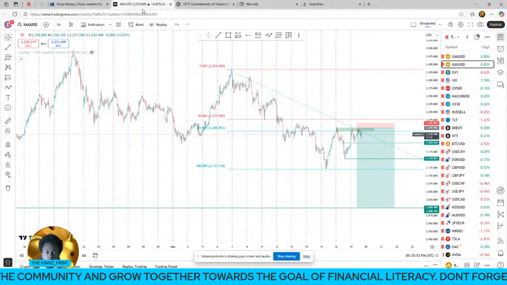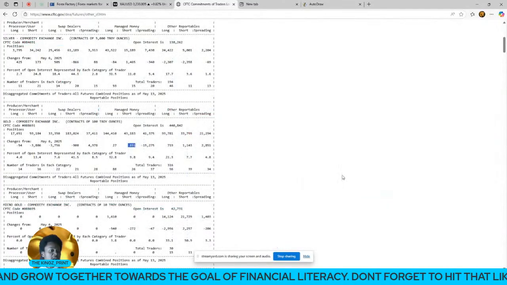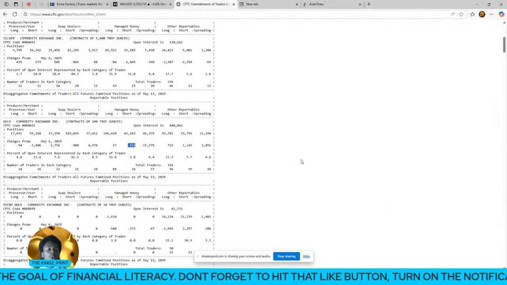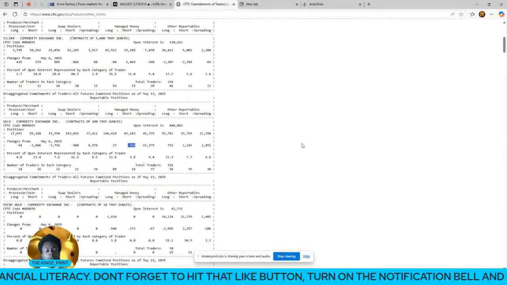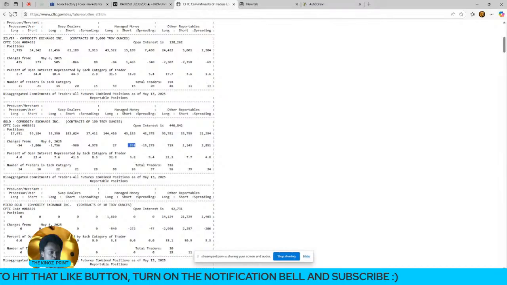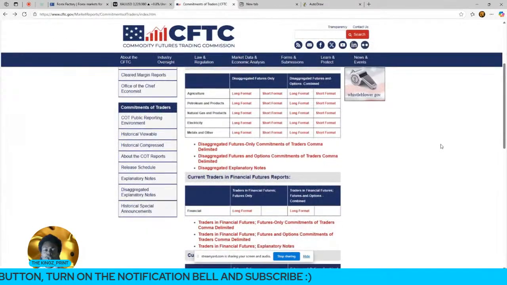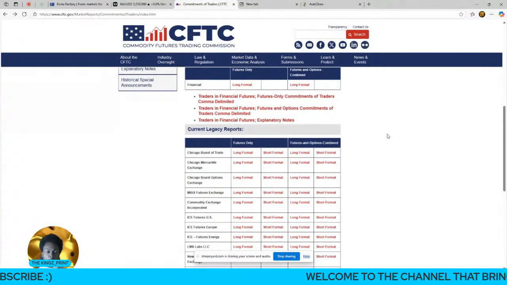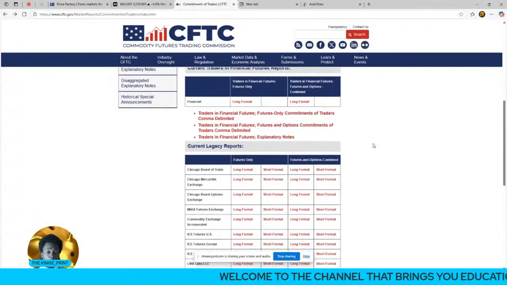Now, this is how you interpret this data. If institutions are offloading positions, it means that you need to position yourself also towards the selling opportunities. So this is how you look at commitment of traders. It's just data to back up your thesis. Whenever you're looking at selling opportunities, look at the commitment of traders. How are institutions pushing money in that specific economy?